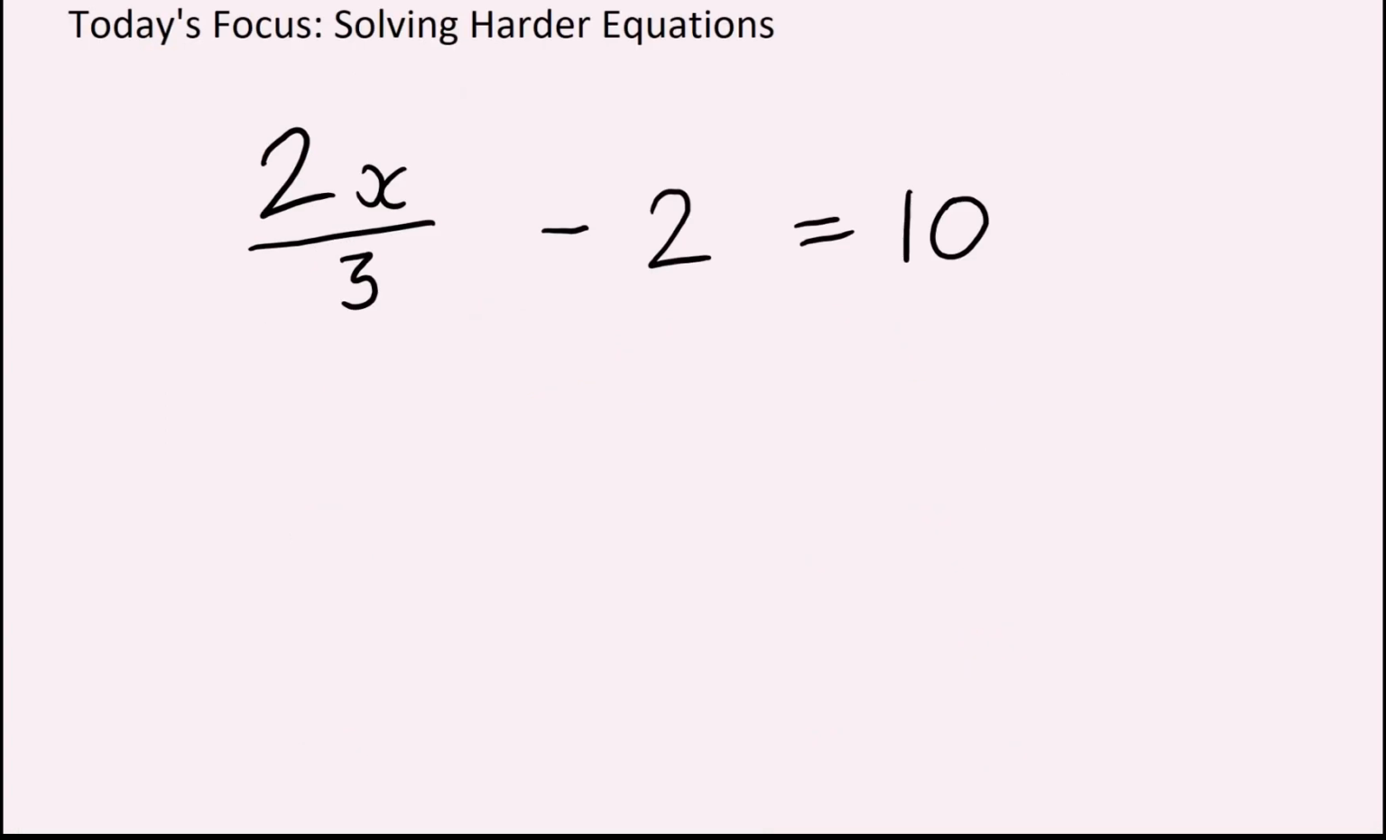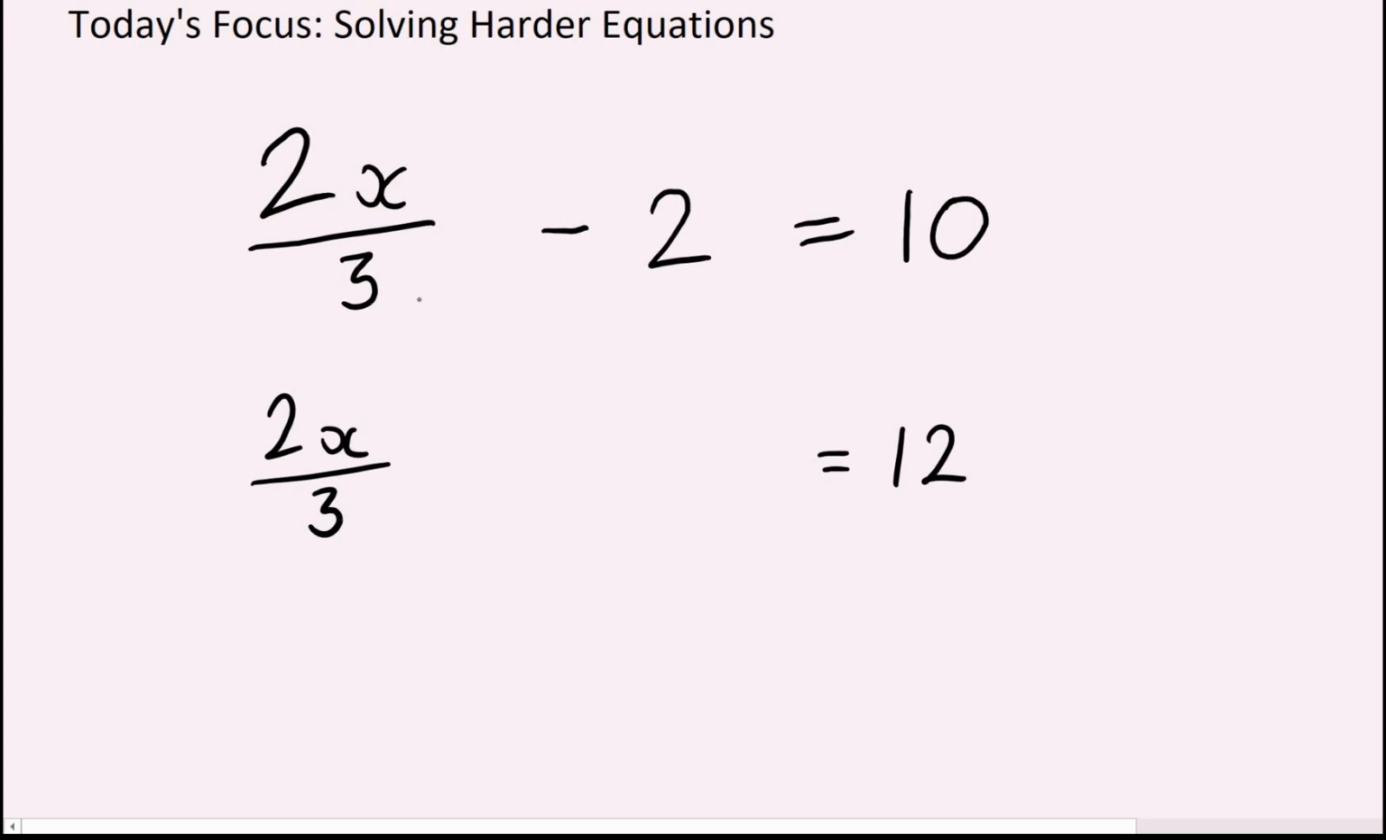It can get slightly more awkward if I have a fraction with stuff on the numerator and denominator, but it follows the same idea. First step, get rid of the minus 2. Opposite of minus 2 is plus 2. So my next line will be 2x over 3 equals 12. Here you can do it one of two ways. The advice I always tend to give is, as soon as you can, try and get rid of stuff on the bottom of the fraction.